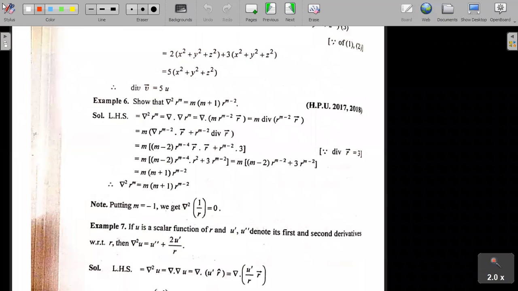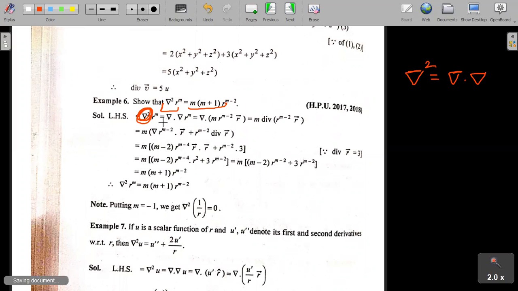So you see, this is del square of r to the power n. So you have to show that del square of rⁿ is this number. See, जब भी del का square आए, so this is Laplacian, and you just have to remember del square is nothing but del dot del, right? So हमें चाहिए del dot del of rⁿ. So obviously we'll solve one by one.